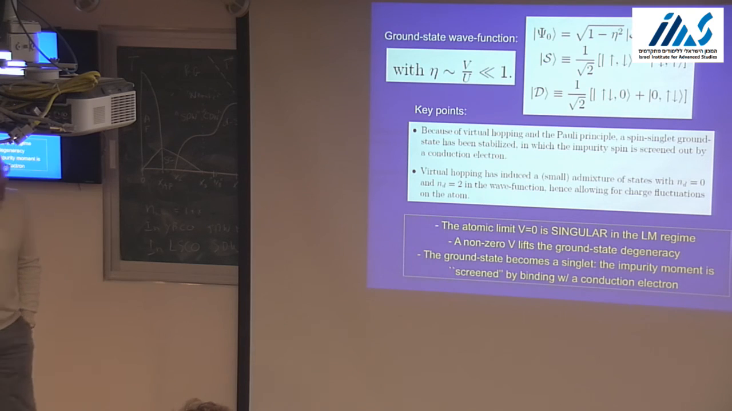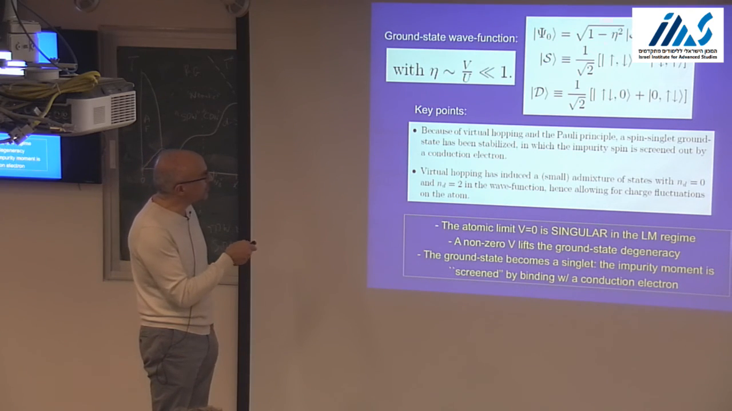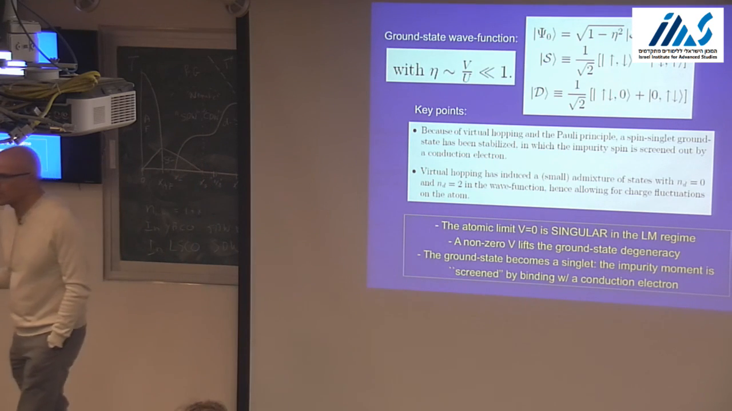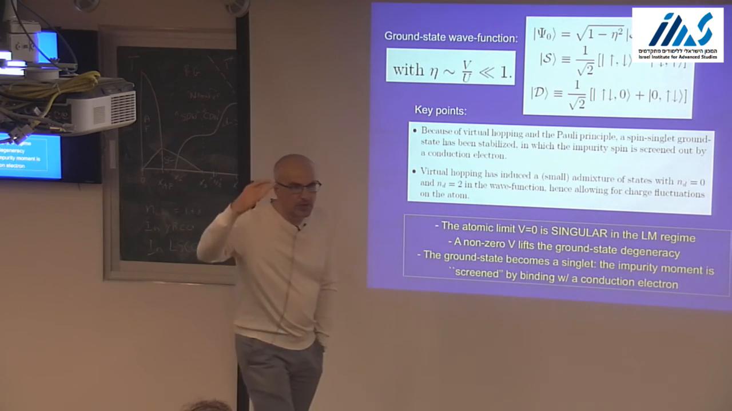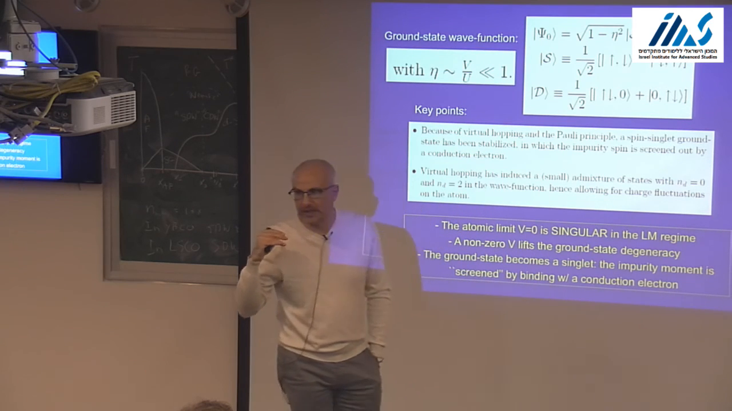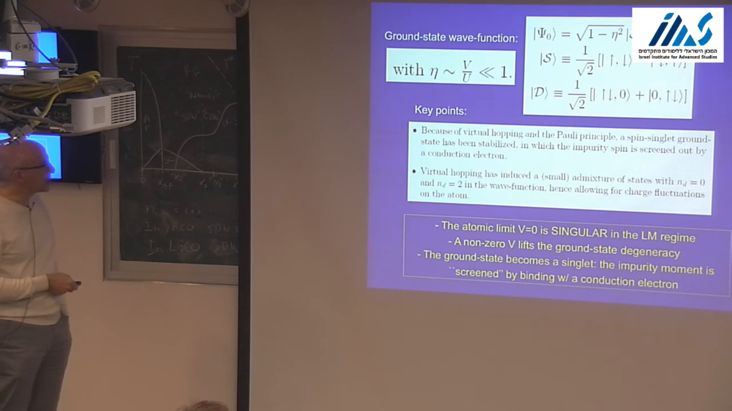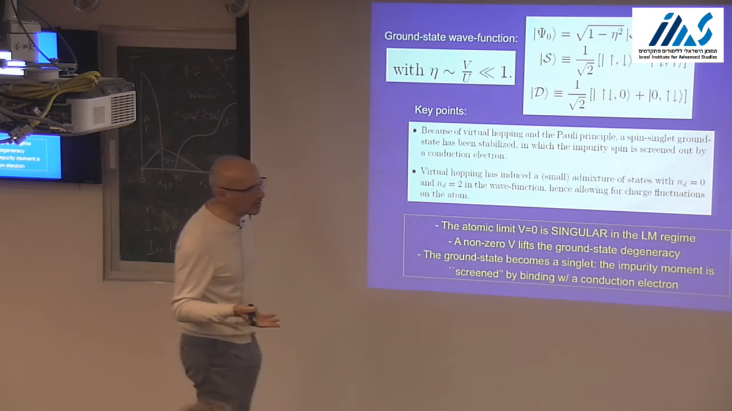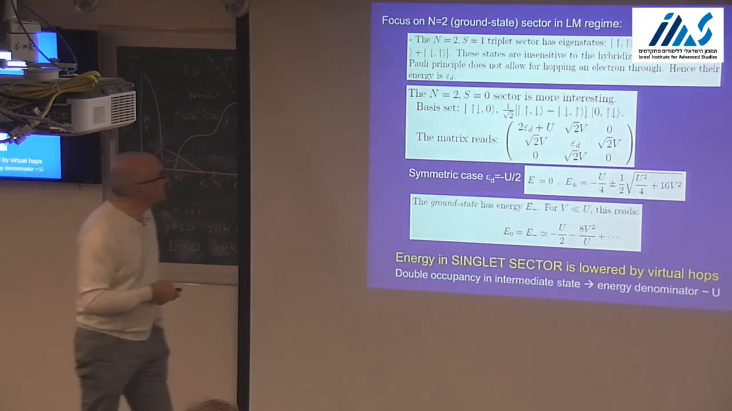And when you turn on perturbation theory in V, the wave function becomes this state with a big coefficient plus that doubly occupied virtual state with a small coefficient. Okay? Because of this mixing, the energy of the lowest energy singlet sector state becomes lower than that of the triplet by an amount which is, of course, V square over U. And this V square over U is nothing else than the super exchange.